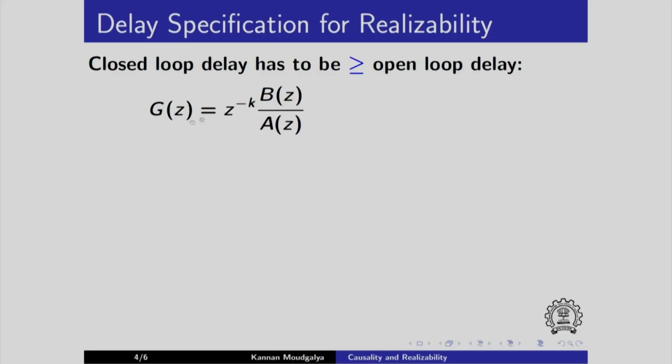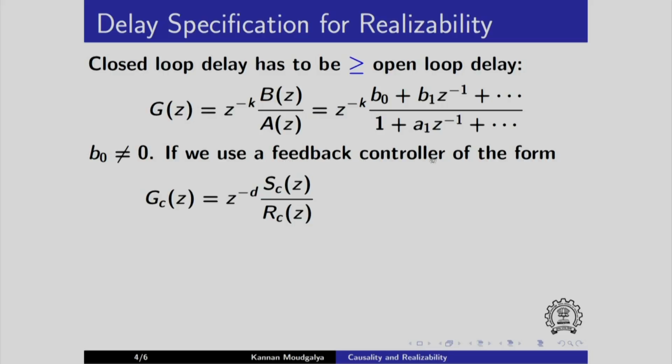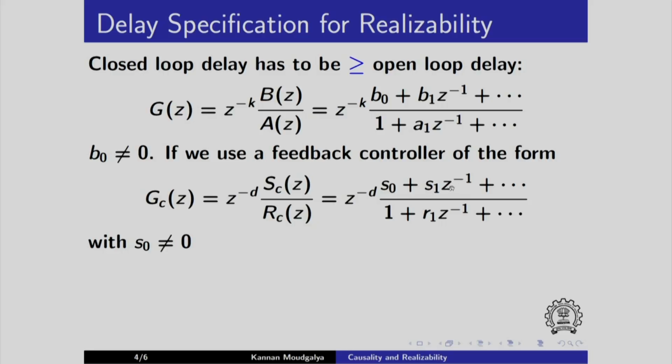Now we will show that the closed loop delay has to be greater or equal to open loop delay. Let us take our transfer function G of z in our standard form, z power minus k into B by A, write it as polynomials in z inverse both in the numerator and in the denominator, and suppose b naught is not equal to 0. Now if we use a feedback controller of the form given here, where it is written once again in powers of z inverse in the numerator and in denominator with s naught not equal to 0, and d, the delay, greater or equal to 0. Remember, this is the controller that we are implementing.